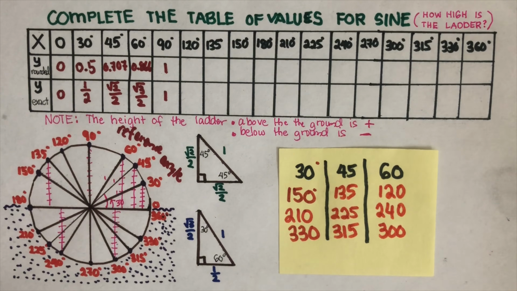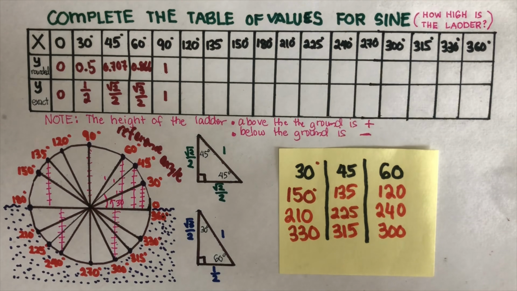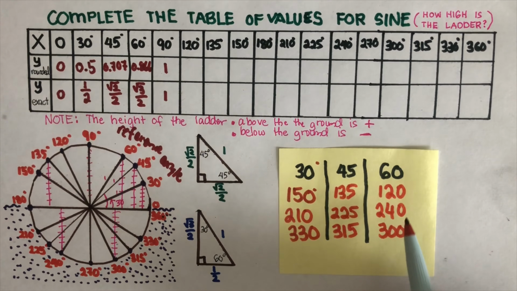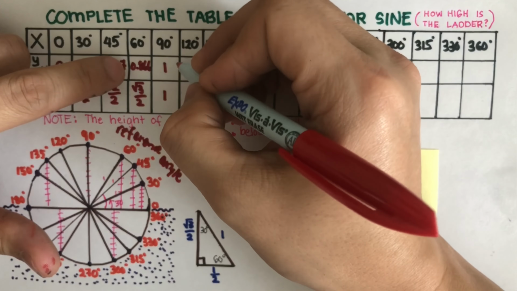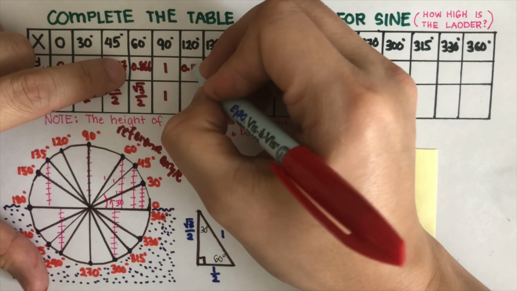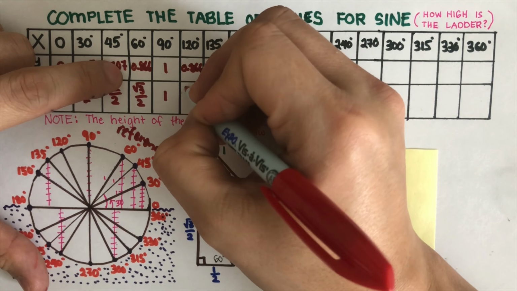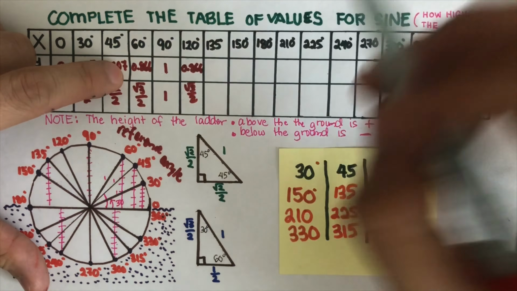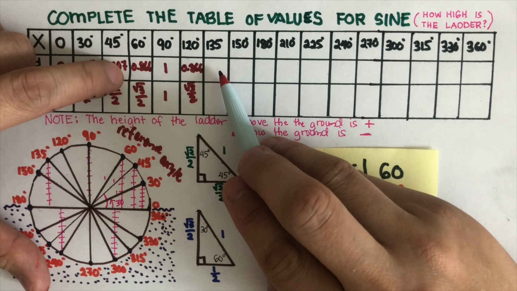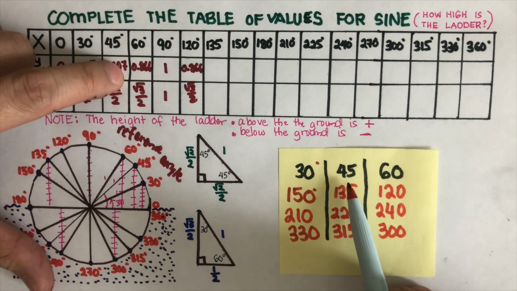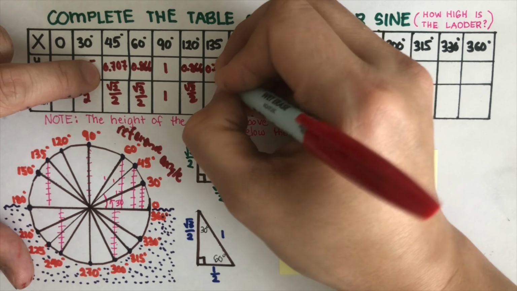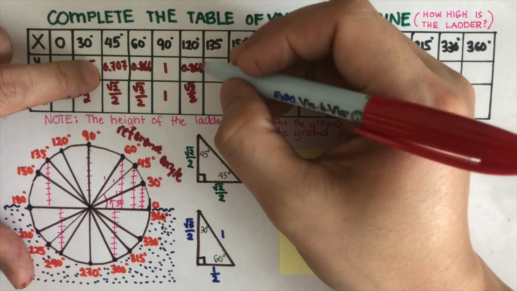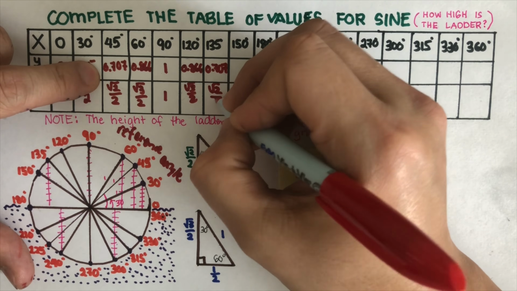Okay, so let's put in some values in the table. We start with 120. So 120 is similar to 60. So I go ahead and write this. Therefore, this is 0.866 and square root of 3 over 2. Now let's try 135. 135 is the same as 45. So this would be 0.707, and this is square root of 2 over 2.